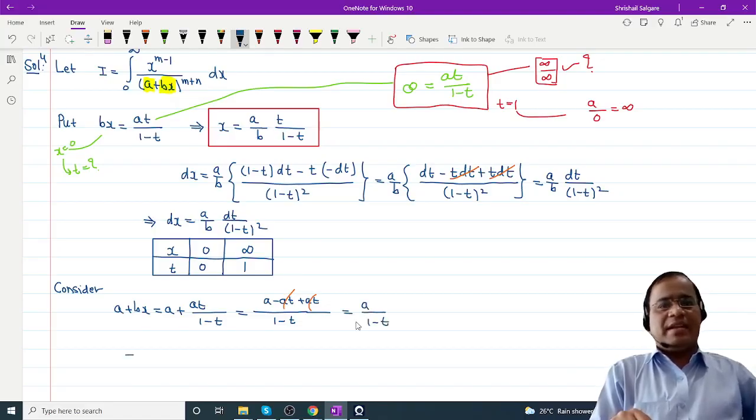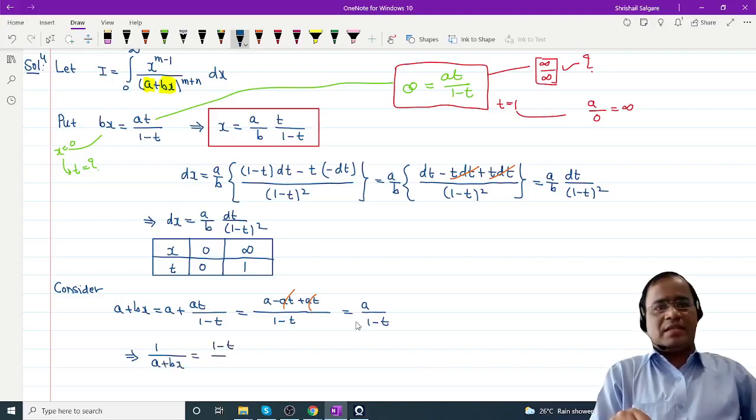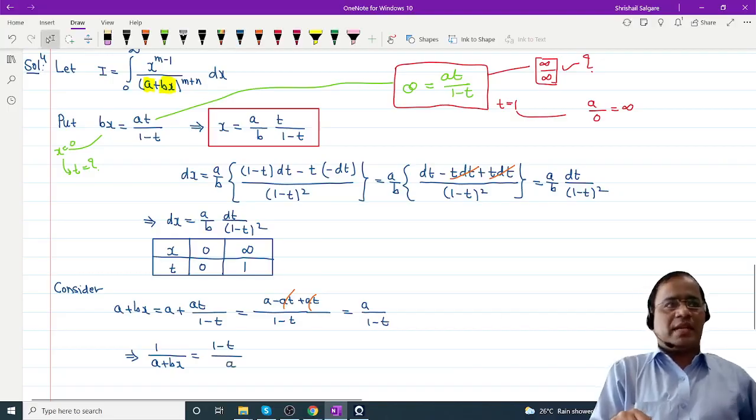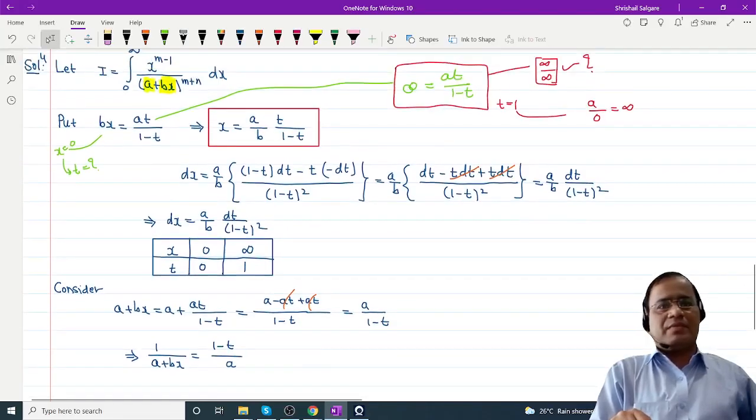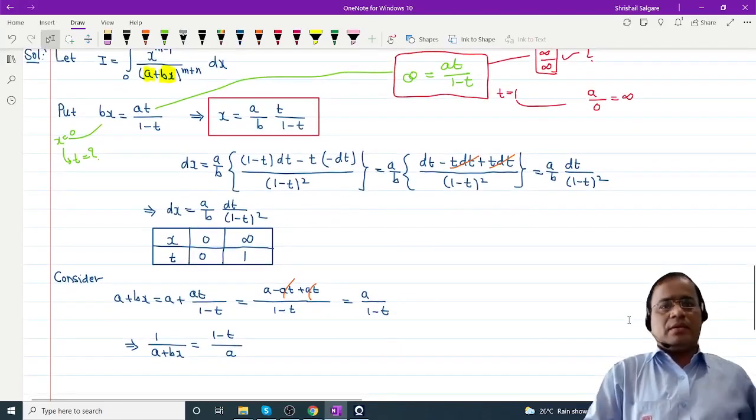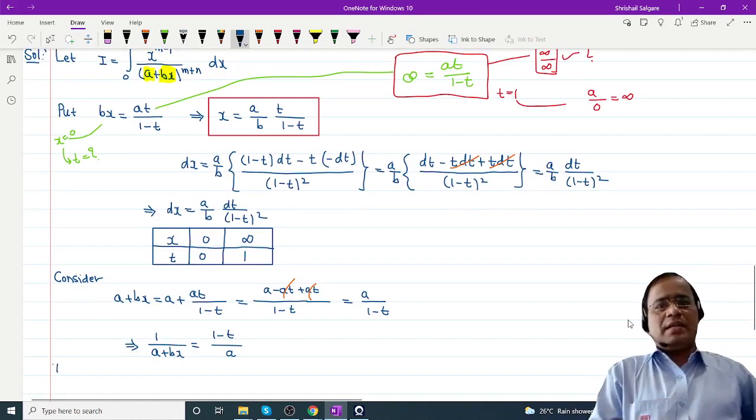But in the integrand I required the reciprocal of this, that's why I will take the reciprocal on both sides. So 1 upon a plus bx is given by 1 minus t divided by a. Now a little bit I will scroll the screen up. Okay, this much is fine. Now thus the integral I will write. After that I will scroll.